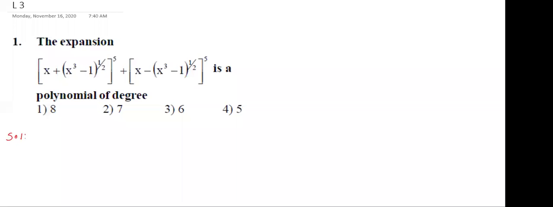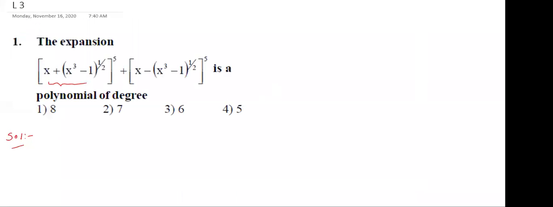Now see, the first term has all positive terms. In the second term, we get alternating signs. Now I am going to expand the first term: 5C0 x^5 minus 5C1 x^4 into (x³ − 1)^(1/2).